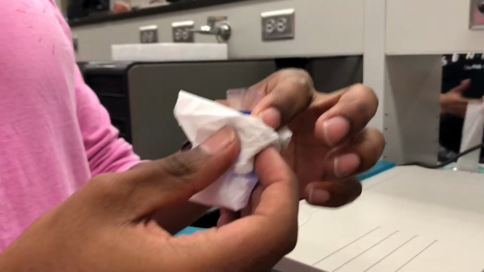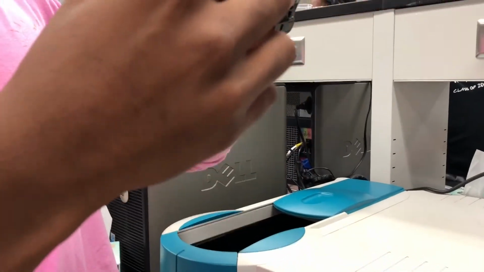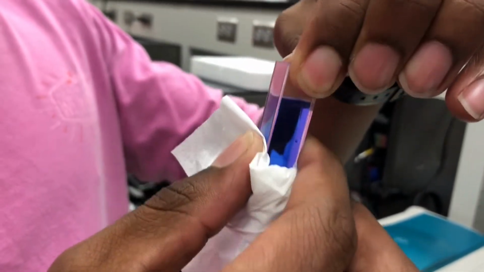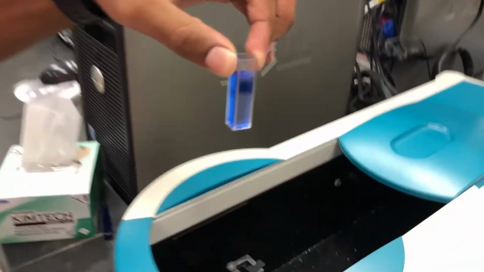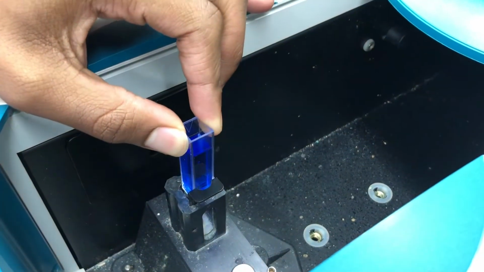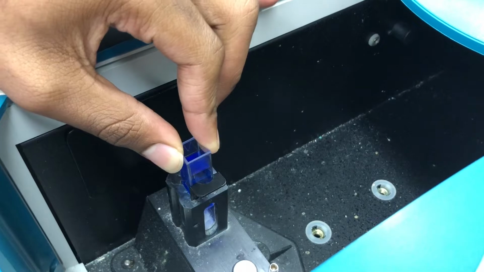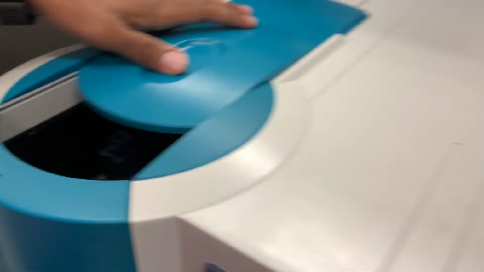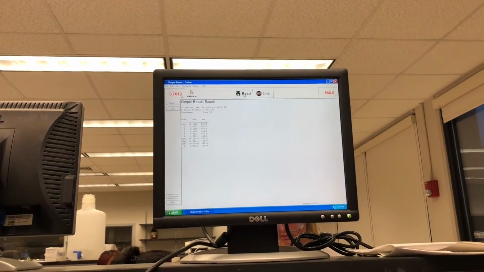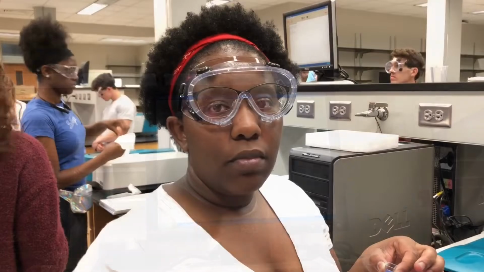Now, we repeat this process with the stock solution, first dilution, second dilution, and third dilution instead of the blank. Instead of zeroing the cuvette value, press scan and record your values in your notebook.